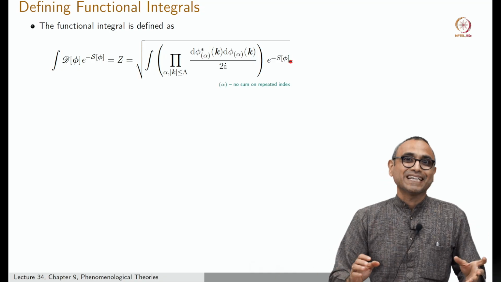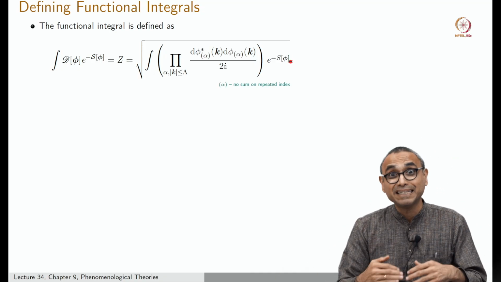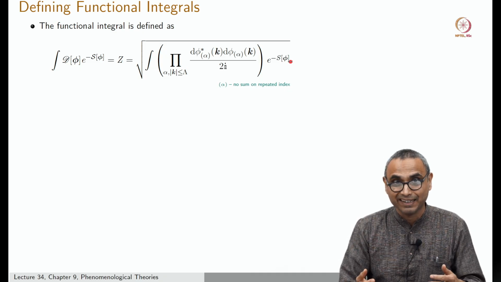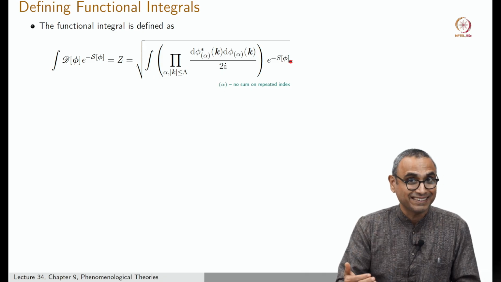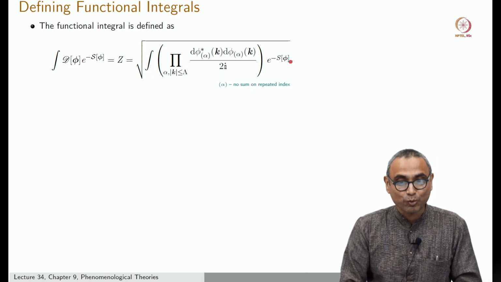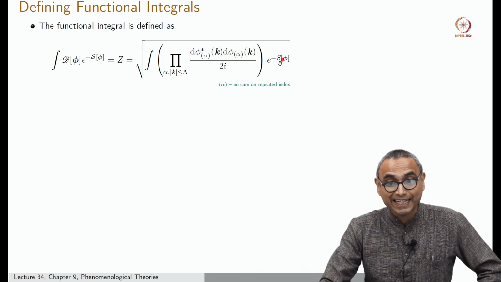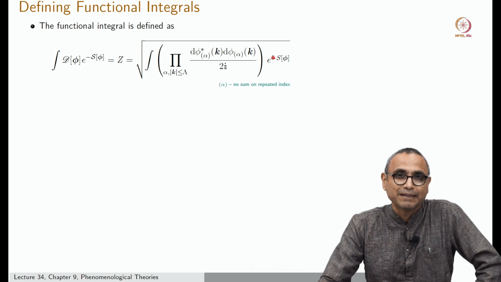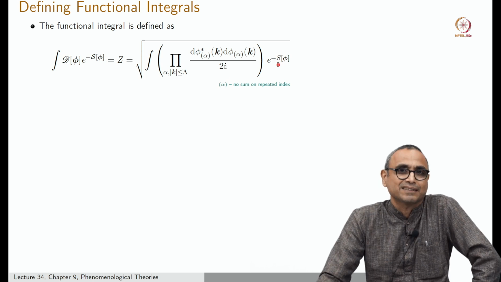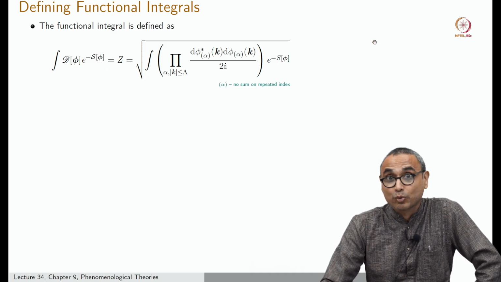So what I am doing is I am defining the functional integral as a multi-dimensional integral over the Fourier components of my field. That is what I am doing. That is my definition. Okay. Now this is very nicely defined because it's a huge, very high dimensional integral, but it is just a multi-dimensional integral. Okay. So first question, what is the square root doing here?